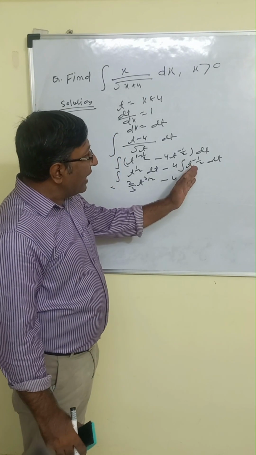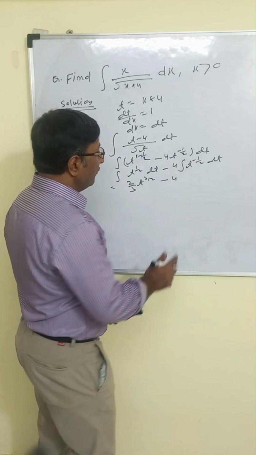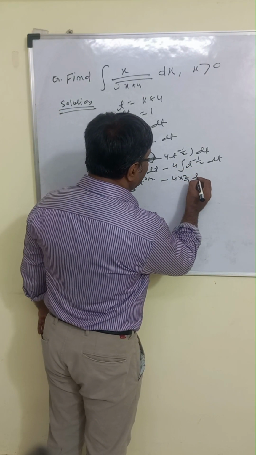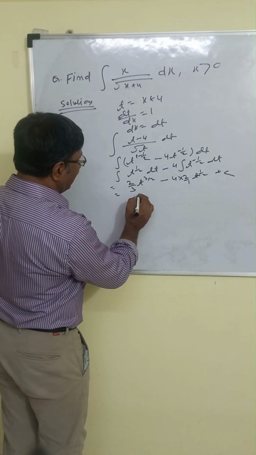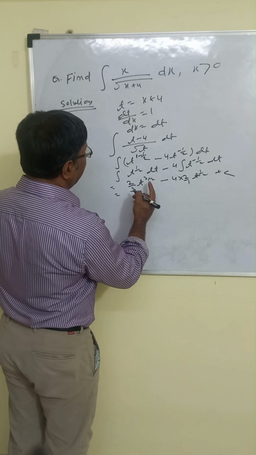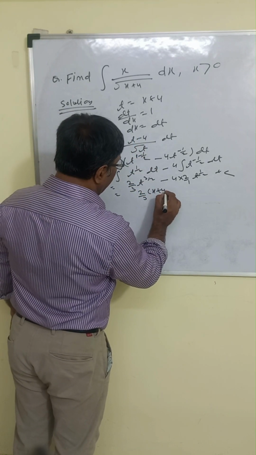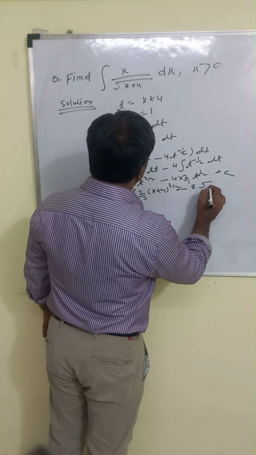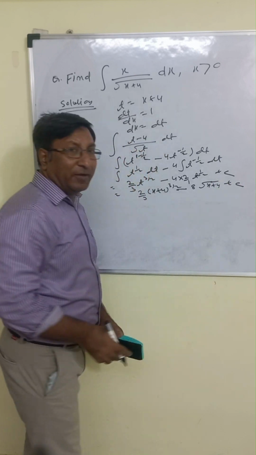So minus half plus 1, that is half. So we will get half divided, so convert to 2 by 1, and this is t power half plus c. So our correct answer will be 2 by 3, t is x plus 4, so this is x plus 4 to the power 3 by 2 minus 8 root under x plus 4 plus c. This is our correct answer.